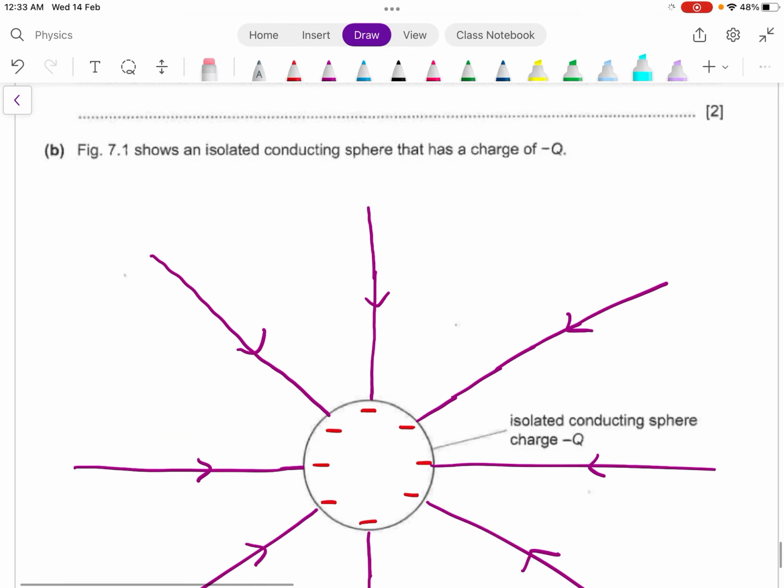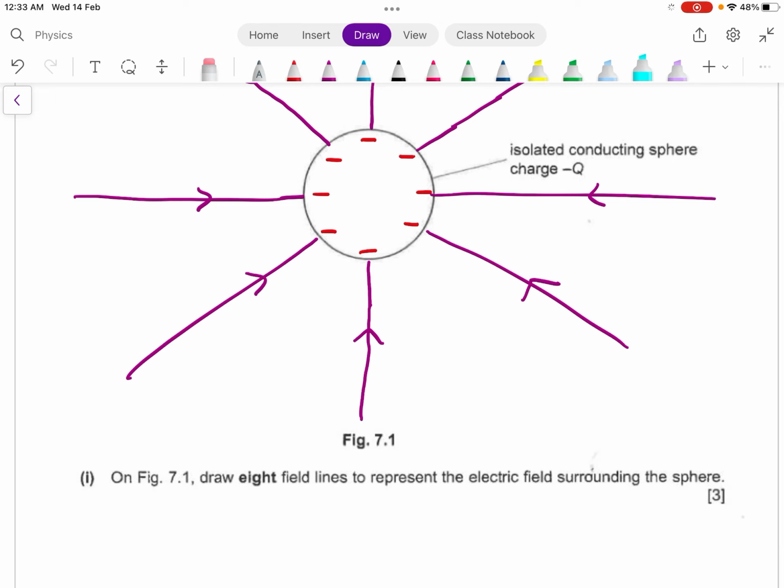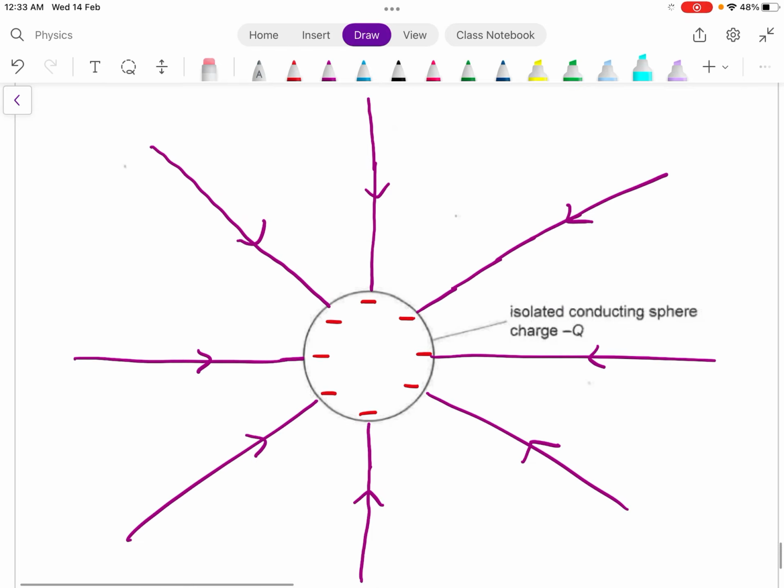For part B, figure 7.1 shows an isolated conducting sphere which has a negative Q charge. Then we are asked to draw 8 field lines to represent the electric field surrounding the sphere. 3 marks. How do we actually get the 3 marks? The first mark will be allocated for the direction. We know that for negative charge, the electric field must be pointing radially inward. So that is the first credit already.